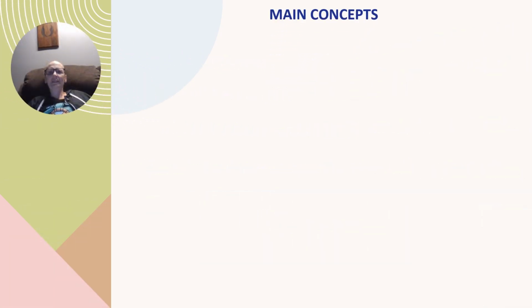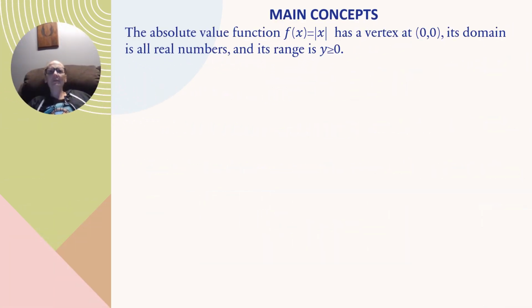All right, main concepts. First of all, the absolute function is f of x equals the absolute value of x, or y equals that. Its vertex is at 0, 0. Its domain is all real numbers. Its range is y is greater than or equal to 0, as long as the vertex is at 0, 0. But it moves around depending on the problem.